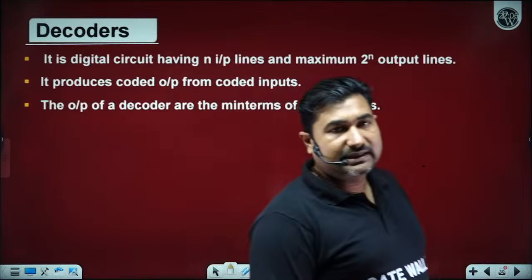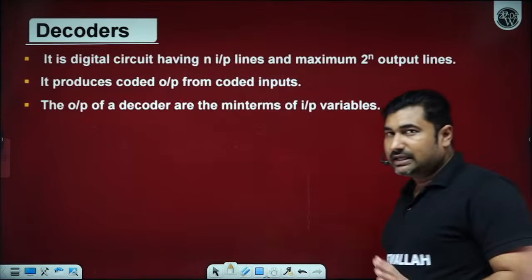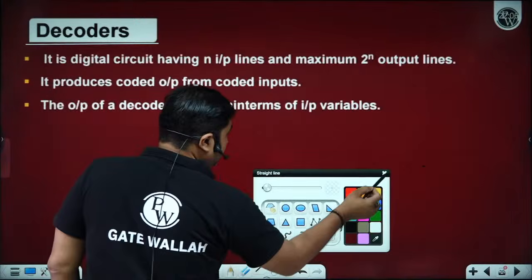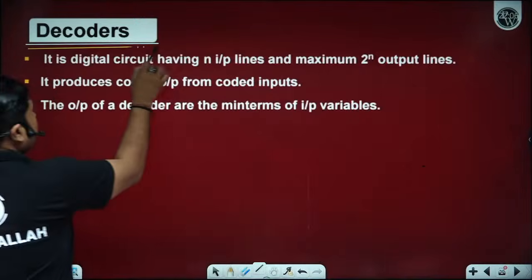Great. Now let's come back to the decoders once again. I am again moving back to the concept. Hoping all of you are able to understand. Now please observe your decoders once again.